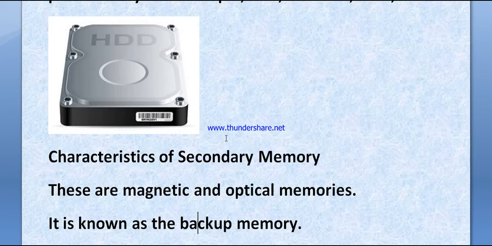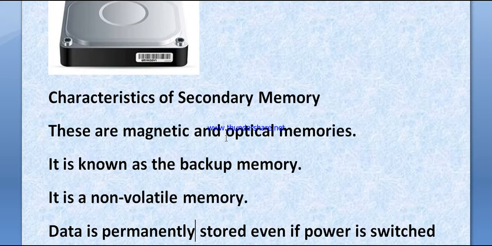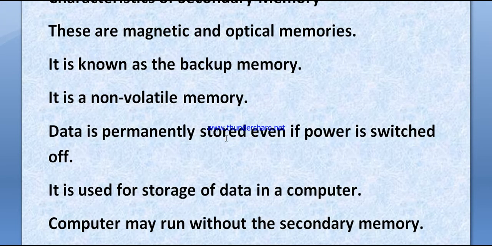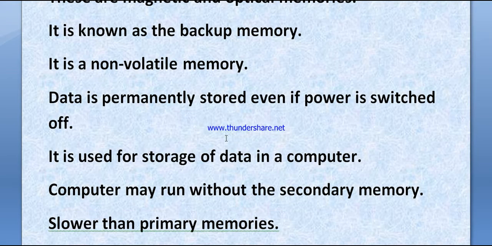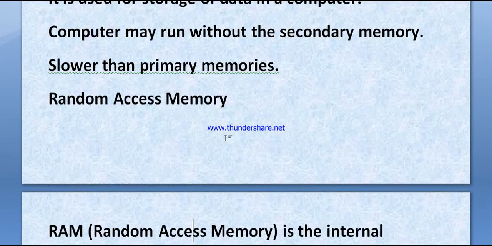Now characteristics of secondary memory. These are the magnetic and optical memories. It is known as the backup memory. It is non-volatile memory. Data is permanently stored even if power is switched off. It is used for storage of data in a computer. The computer may run without the secondary memory. Slower than primary memory.